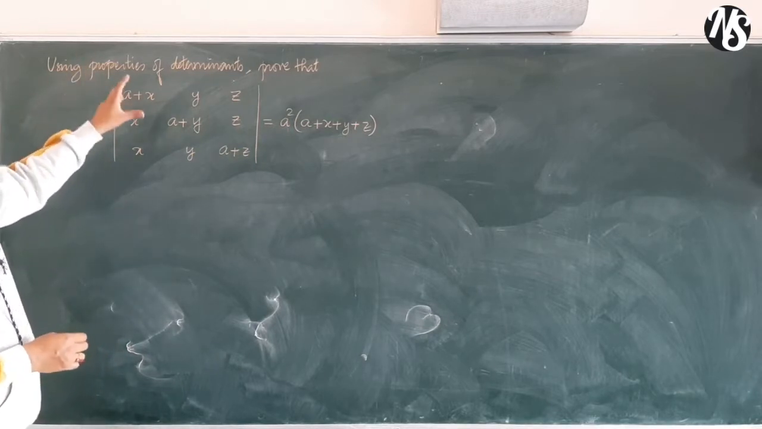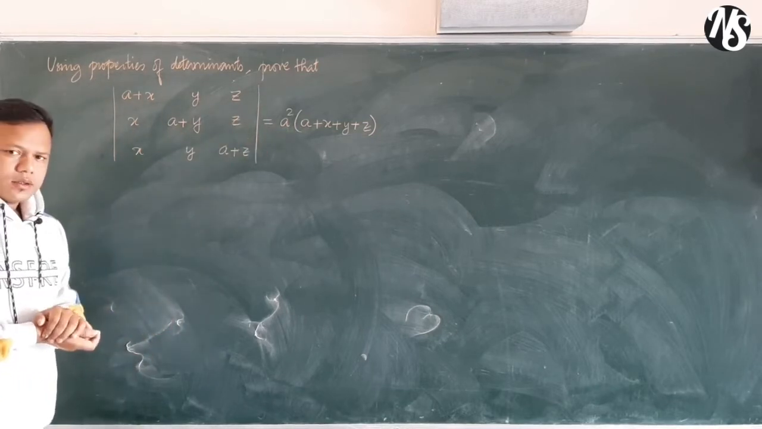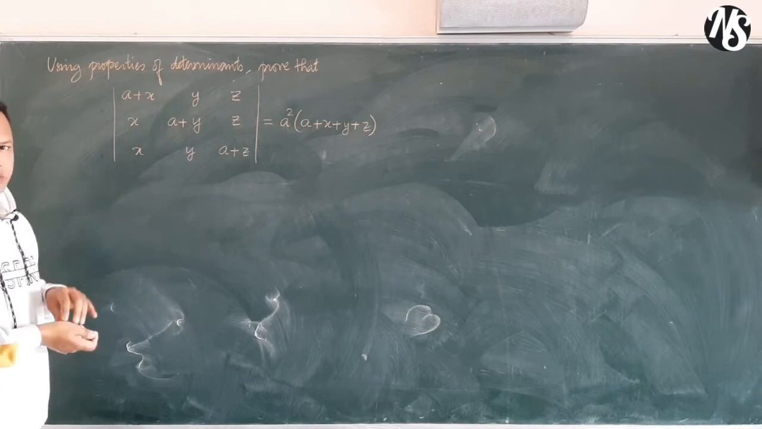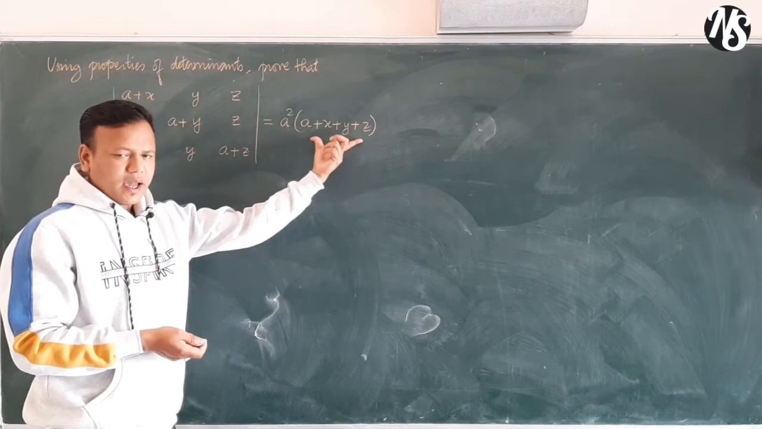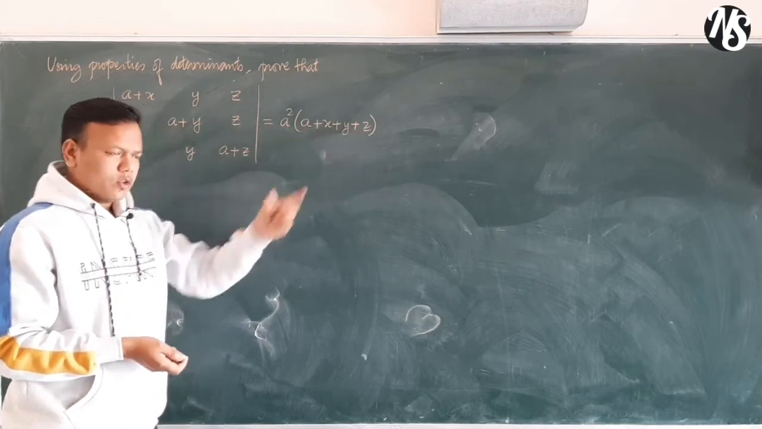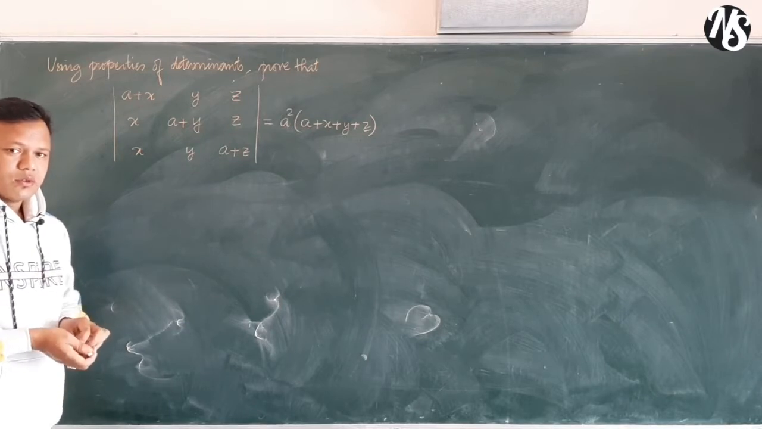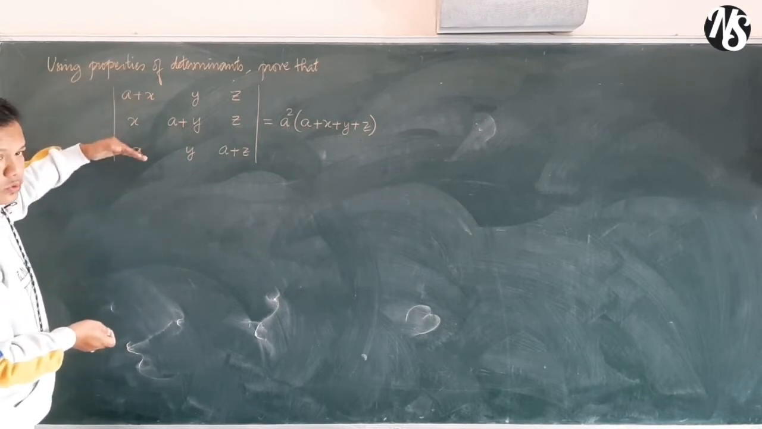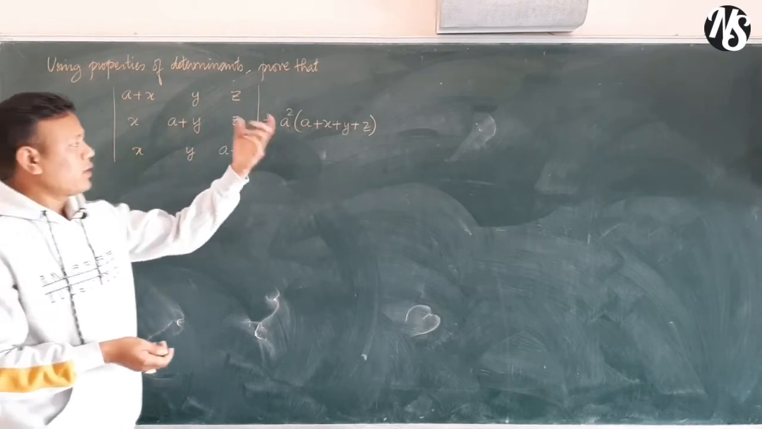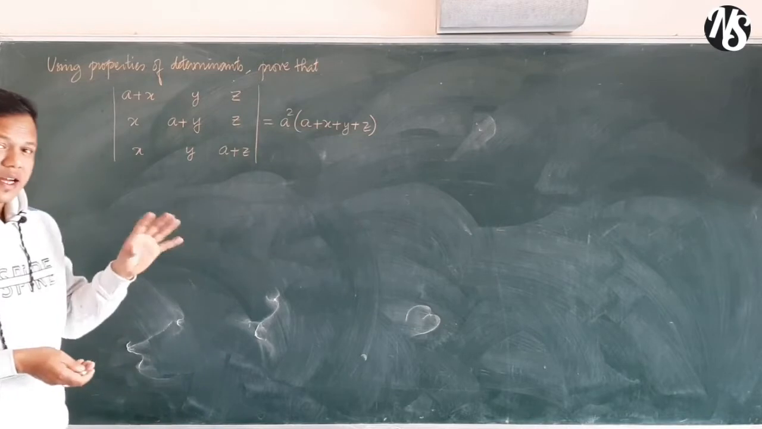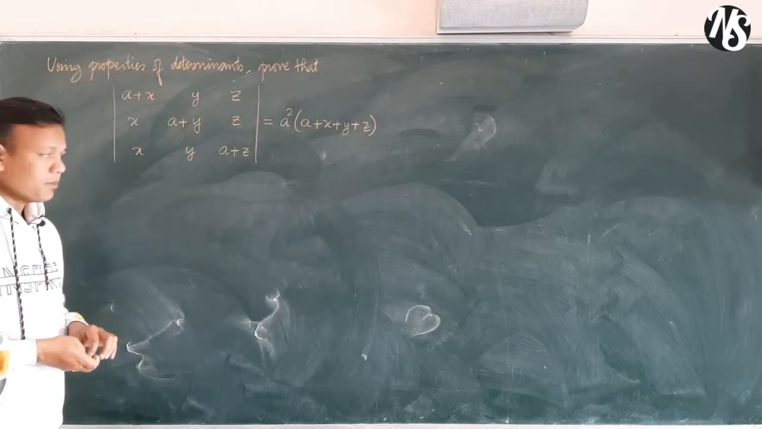So using properties, we need to show that this is equal to this one. Now, whenever we have such a question, we see what is there? There is a factor, right? This into this. In case of factors, what we need to do is add the rows or the columns and check whether we get one of the factors or not after adding or subtracting the columns or rows.